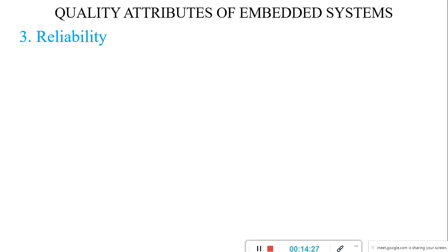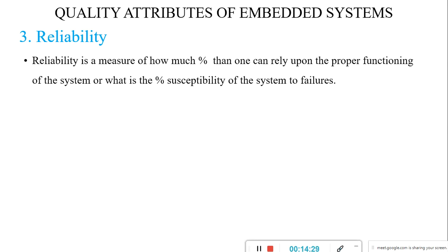Confidence, that is what we are trying to give to a customer, right? What is the meaning? It is a measure of what percentage one can rely upon the proper functioning of a system, or what is the percentage of susceptibility of the system to failures. As I gave you in the previous example of the automatic machine for filling ghee into bottles, or the GRP example.